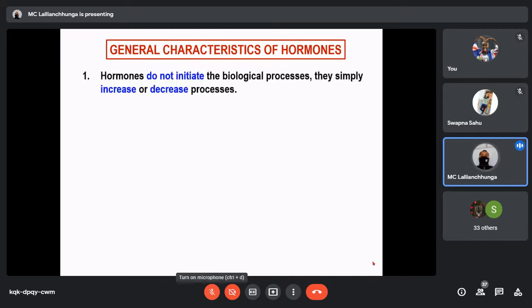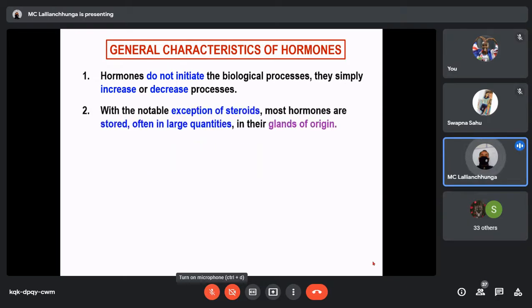Point number 1. Hormones do not initiate the biological processes. They simply increase or decrease processes. This point is very important. A hormone will not initiate a biological reaction, but it helps in increasing or decreasing the process. Without the help of hormones, some chemical reactions may be too slow to sustain life. That is why hormones are important. And sometimes when the biological reaction is too fast, there should be a brake also. So a hormone may act as a brake to decrease the biological process so that normal biological reaction will take place. Hormones do not initiate biological processes, they simply increase or decrease them.